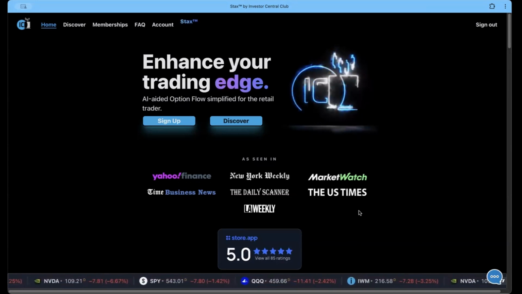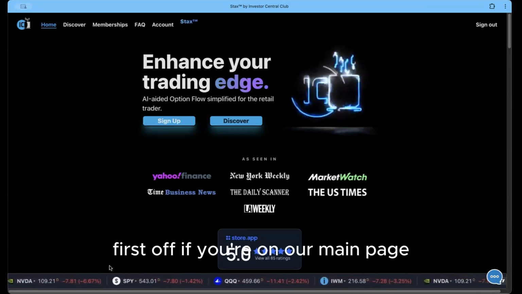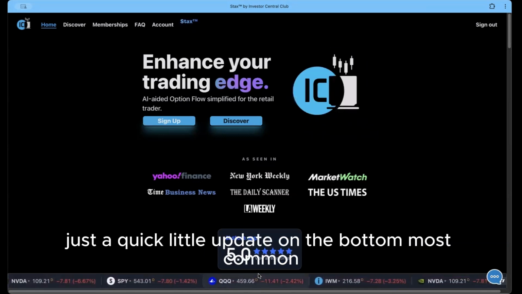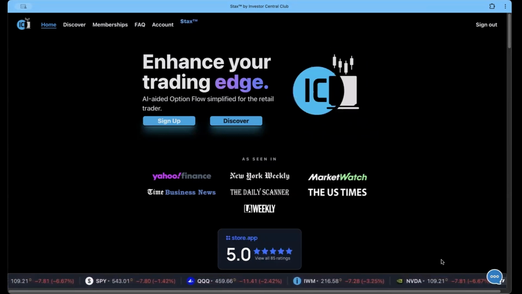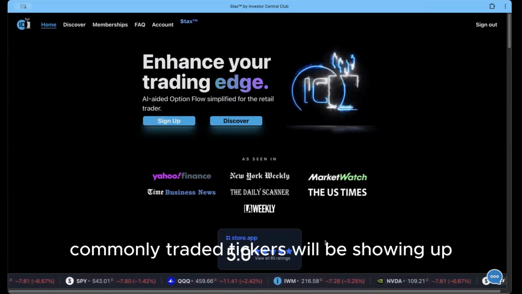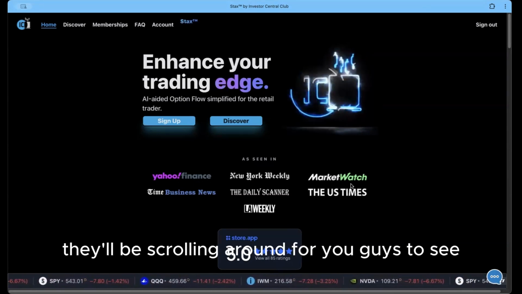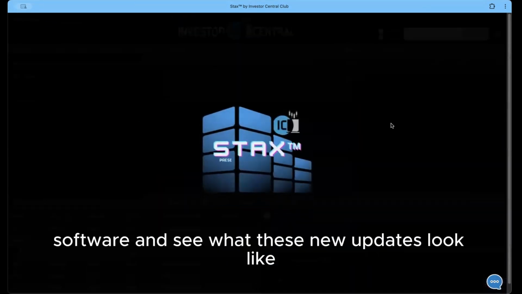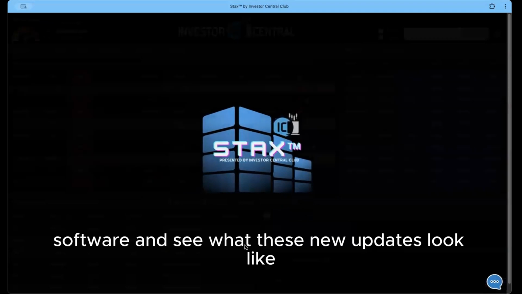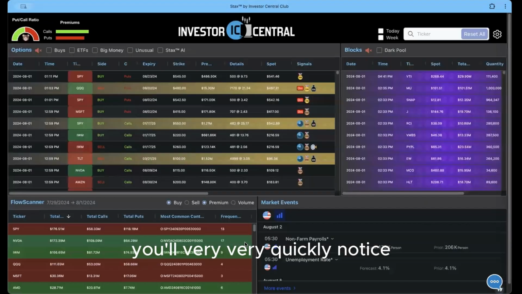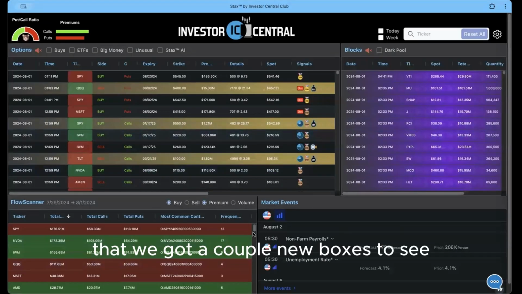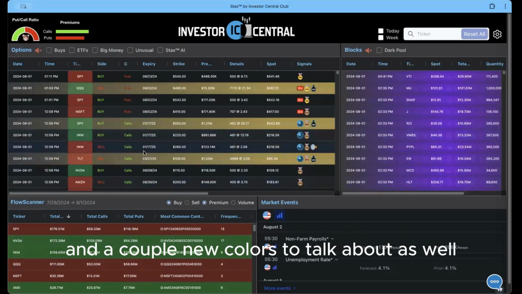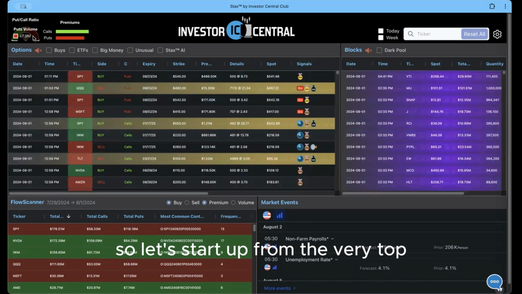First off, if you're on our main page, just a quick little update on the bottom. Most commonly traded tickers will be showing up. They'll be scrolling around for you guys to see. But let's go into our STAX software and see what these new updates look like. You'll very quickly notice that we got a couple new boxes to see and a couple new colors to talk about as well. So let's start off from the very top.